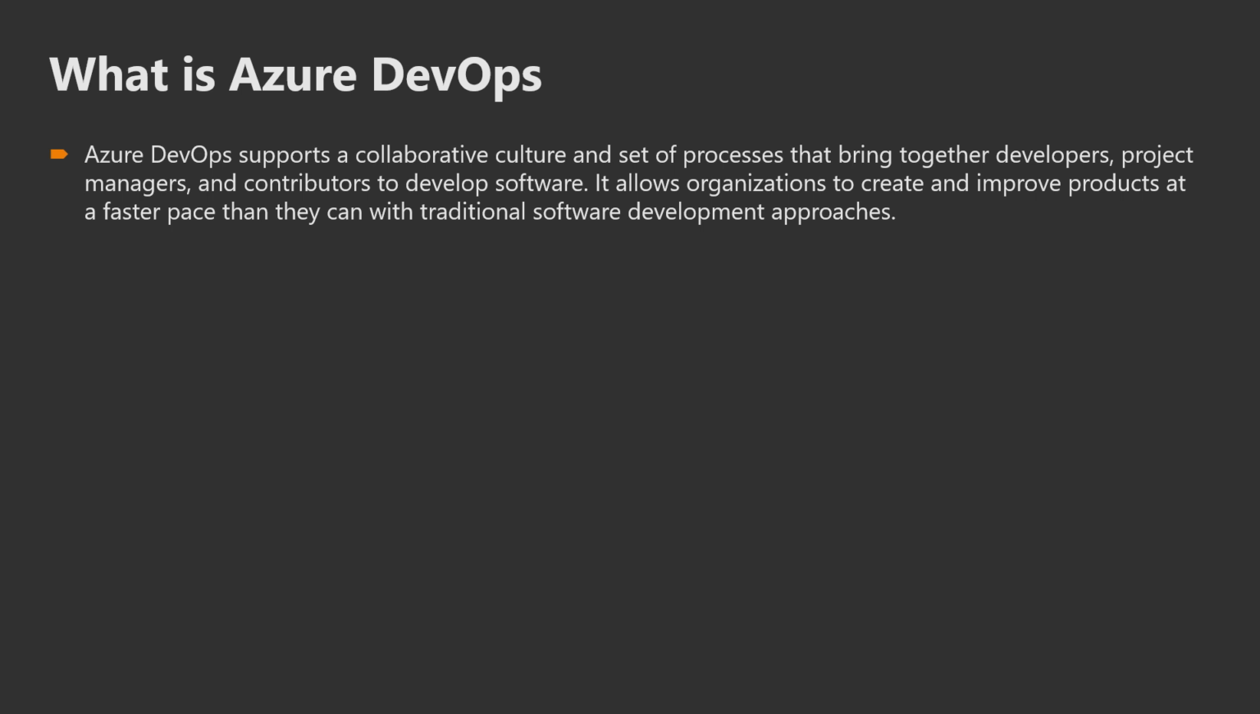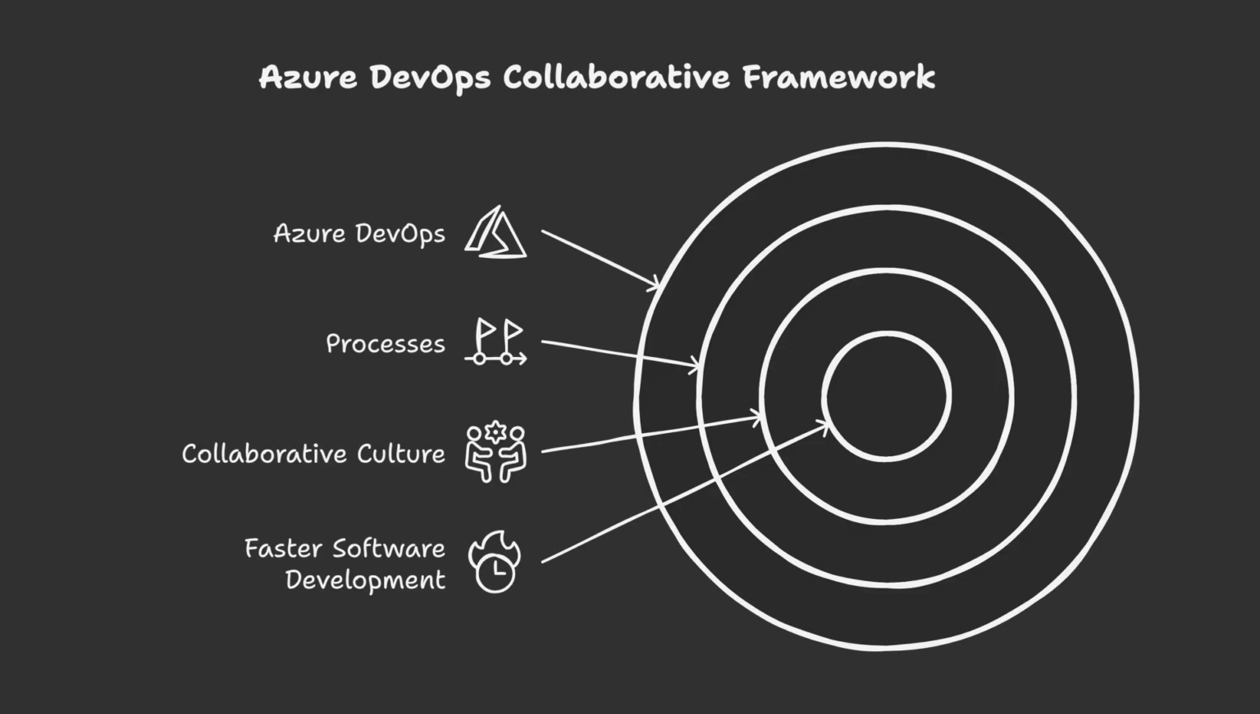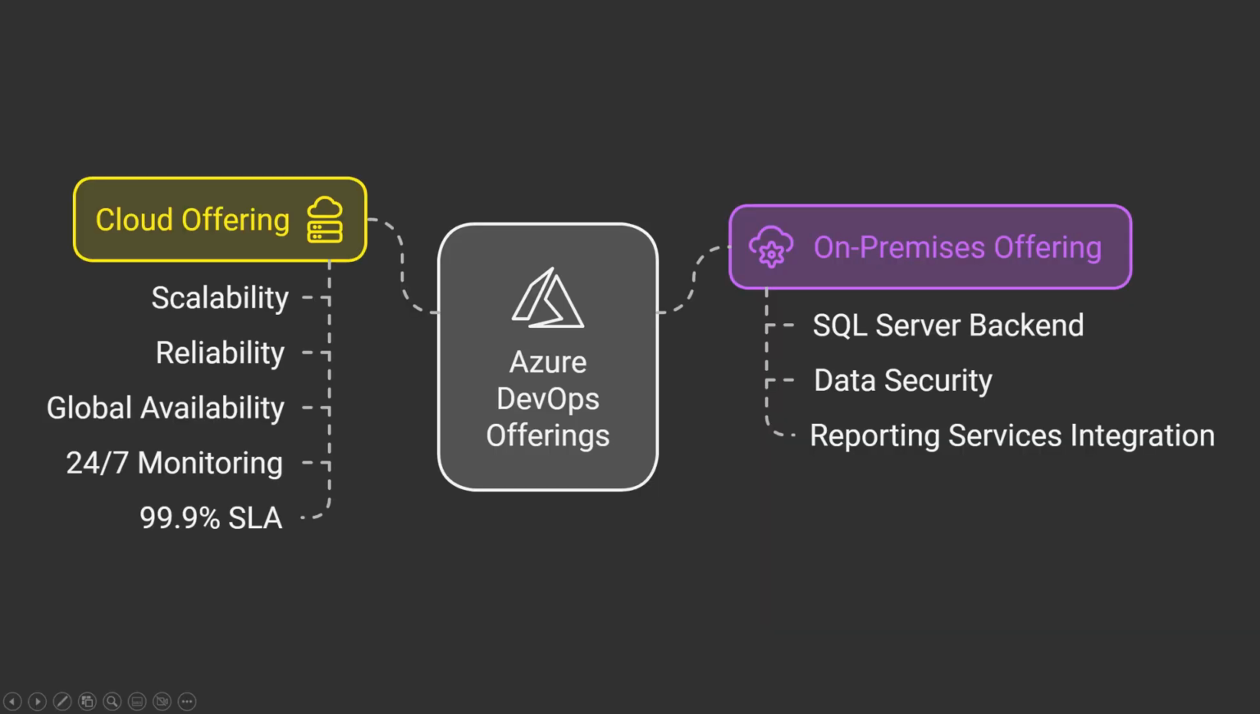Azure DevOps lets developers, project managers, and contributors work simultaneously. It allows the organization to create and improve products at a faster pace than traditional software development approaches. So Azure DevOps is a collaborative framework, providing process, collaborative culture, and faster software development. So the cloud offers scalable, reliable, global availability, 24/7 monitoring, and a 99 point SLA. On-premises means we handle everything on our own.